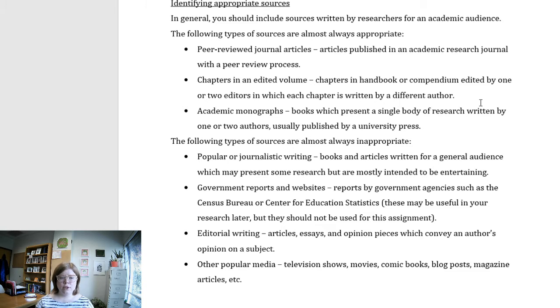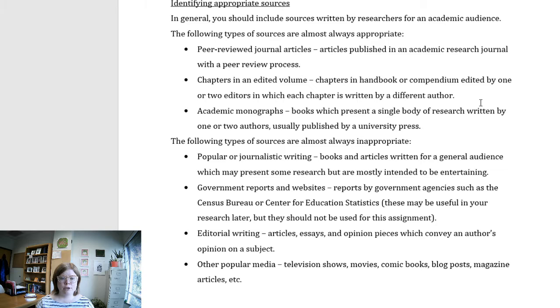So there are problems with the peer review process. For example, people might choose to include research that supports their own research. But in general, it's a way of ensuring that scientific writing is at least scientific. Another type of research you can include are chapters in an edited volume.